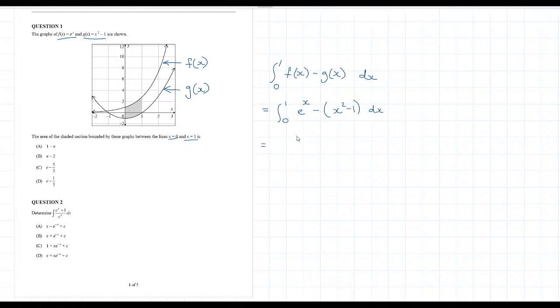Okay, so let's integrate this. E to the x integrated stays e to the x, minus x squared will become x to the power of 2 plus 1, over 3, minus x, and we have the plus c at the end. And we want to find this between 0 and 1.